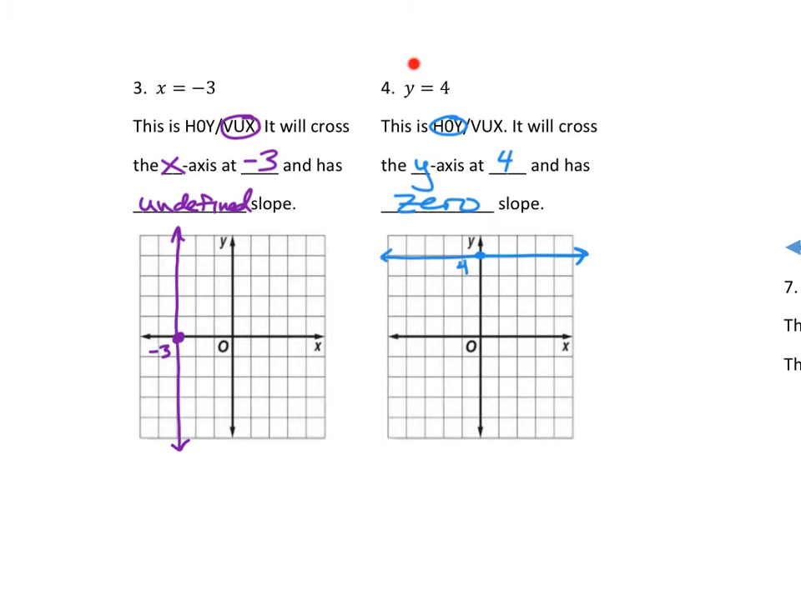The second one, y equals 4, is a HOY line because it starts with y equals and there's no x in the equation. It will cross the y-axis at the value 4 and has a zero slope. So since this is just y equals some number, we know it is a flat line with a slope of 0 that crosses the y-axis at 4.